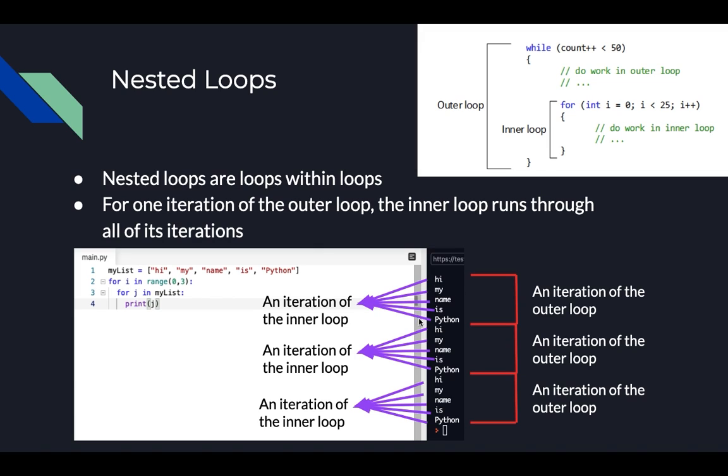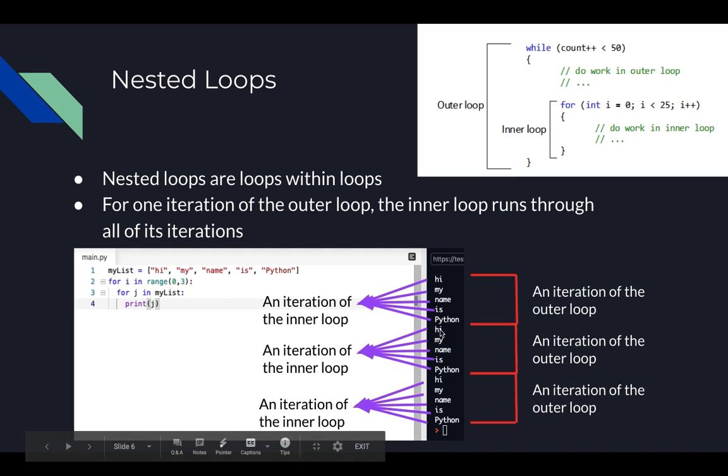These 5 strings are a product of this one for loop, the inner for loop, and the outer for loop runs 3 times, so it's going to run the 5 times again. So again, an iteration of the inner loop. And then it does it one last time because it runs 3 times. So it's just going to print "hi, my name is Python" and run again, because that's another iteration.